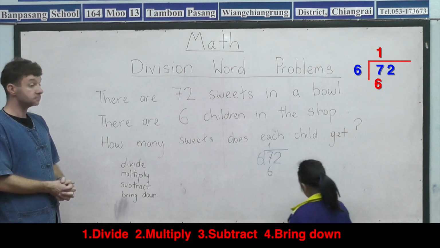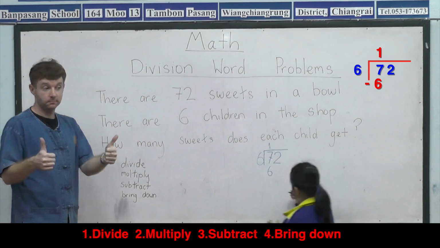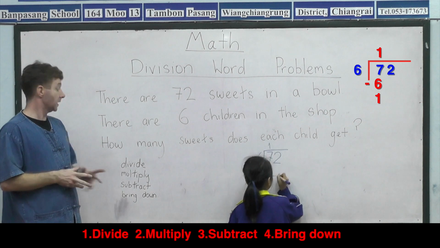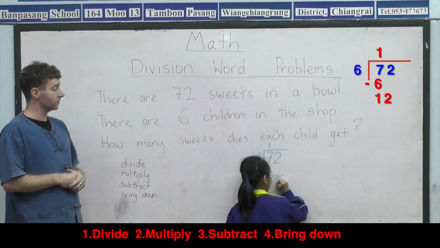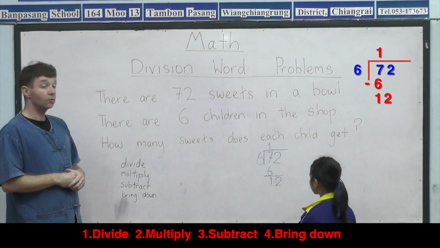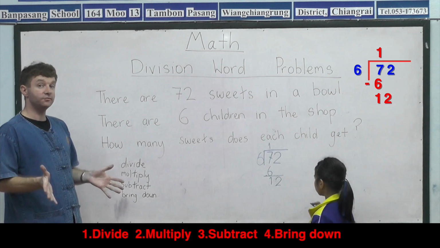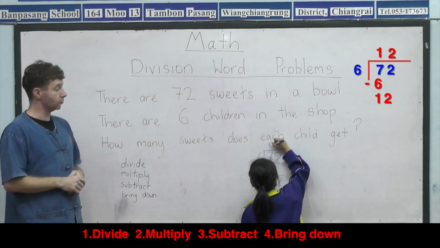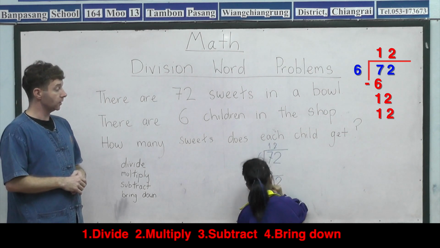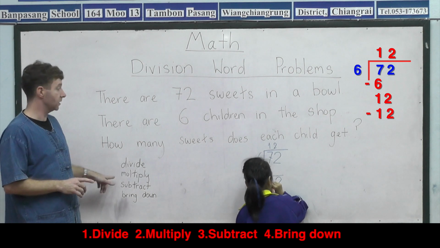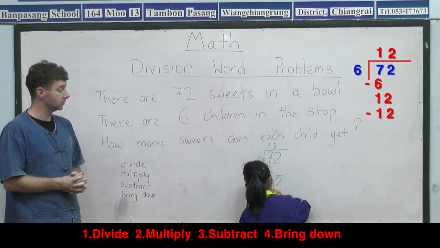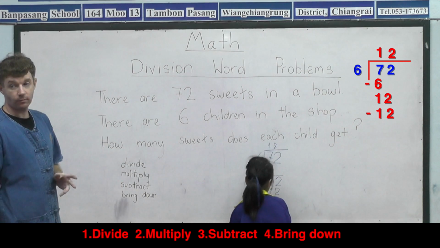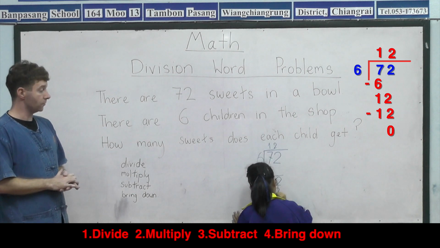Excellent. Subtract, 7 minus 6 equals 1. Perfect, guys. You remember the routine. And now we bring down number 2. So now we have 12 divided by 6 equals 2. So we write 2 on top. Now we multiply 2 times 6 equals 12. 12 minus 12 equals 0.